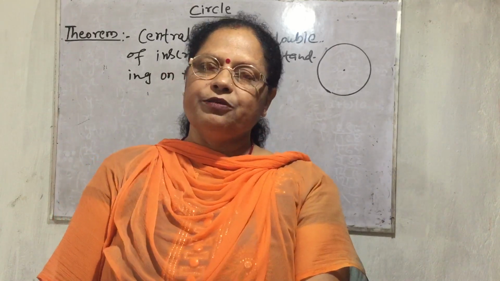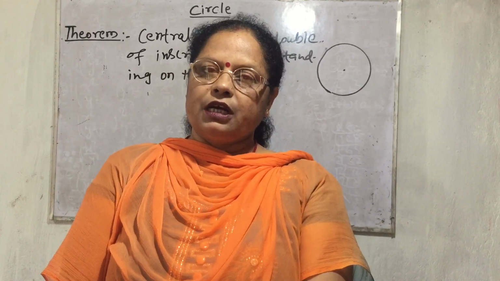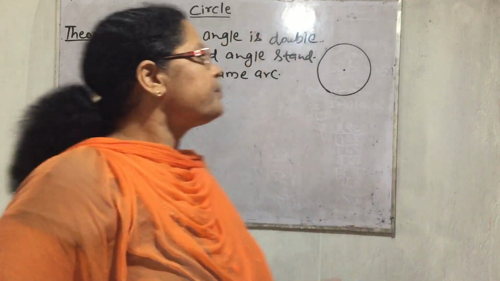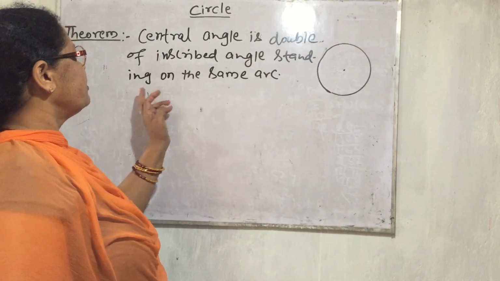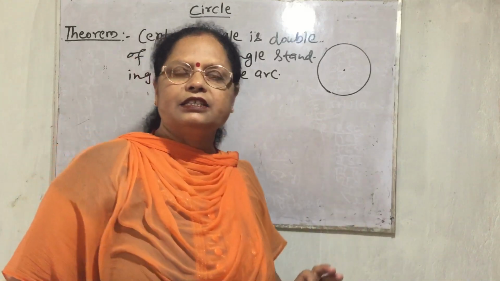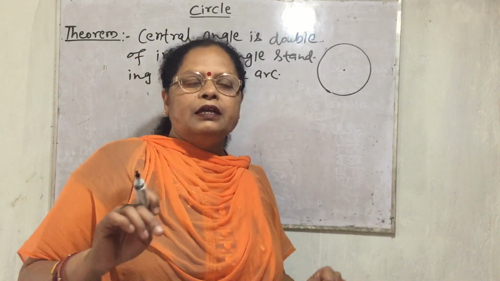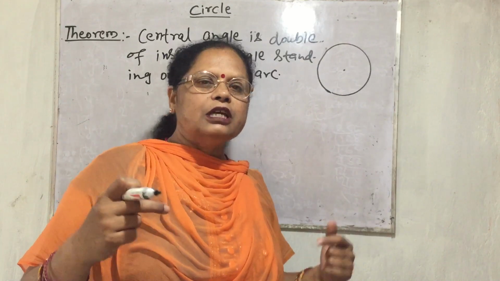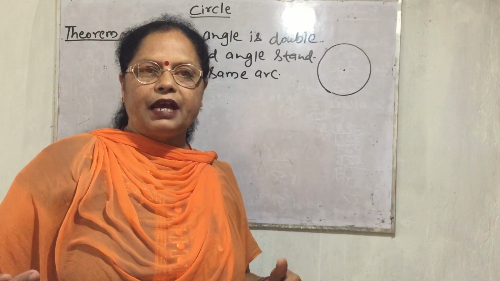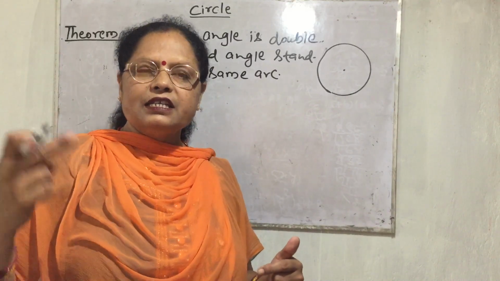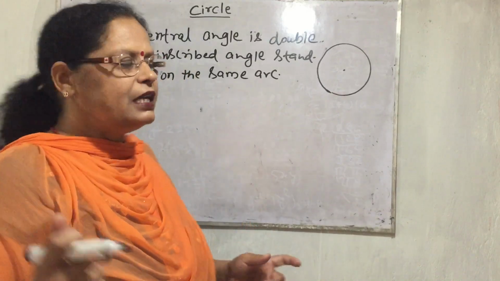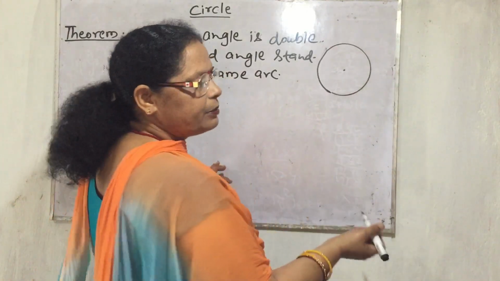Many theorems are given on the circle, and today I have taken a theorem which states that the central angle is double the inscribed angle standing on the same arc. If a central angle and an inscribed angle are both standing on the same arc, then the central angle is double the inscribed angle, or we can say the inscribed angle is half of the central angle. Both are the same thing. Let's draw the figure.